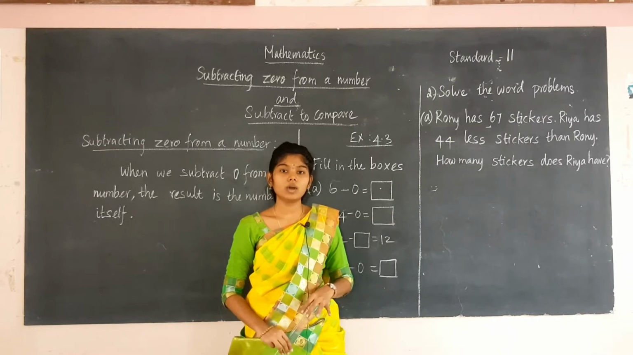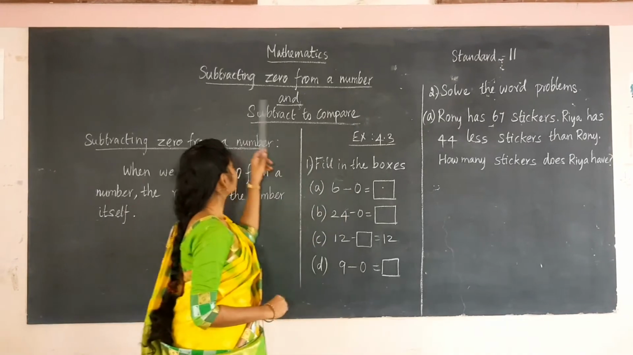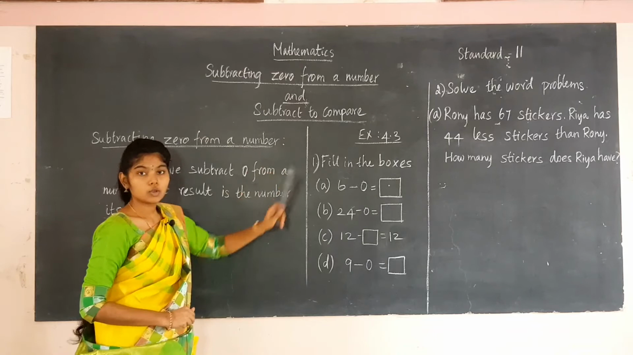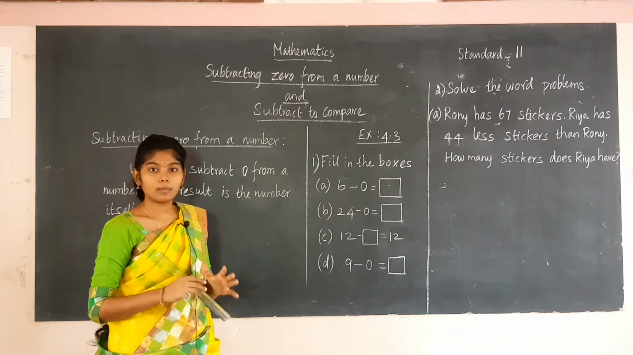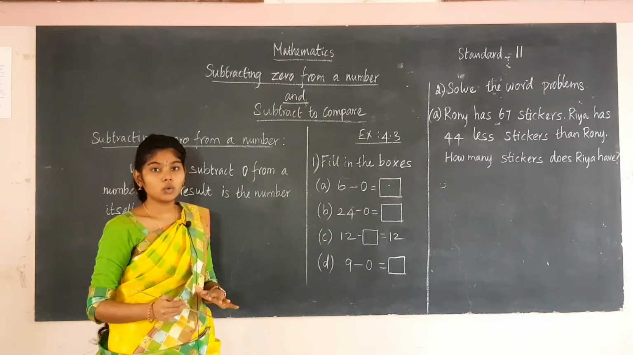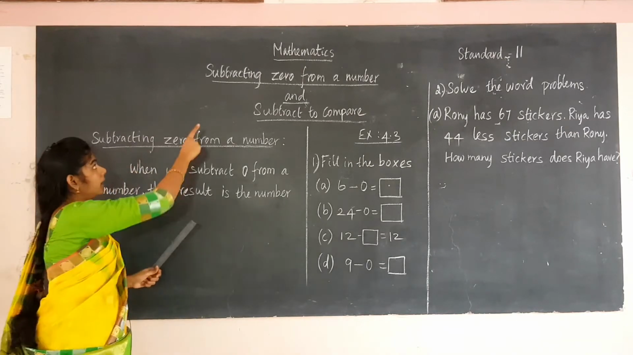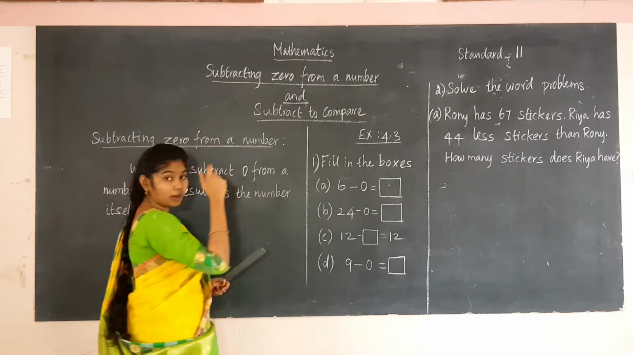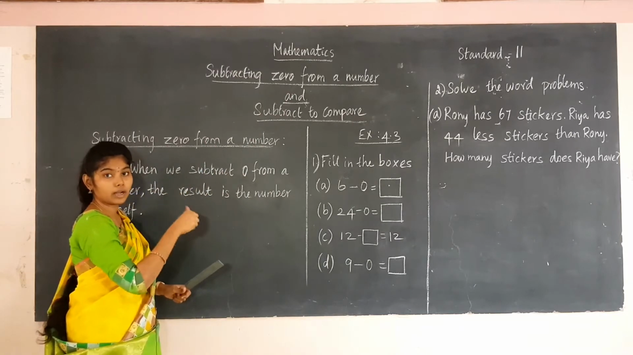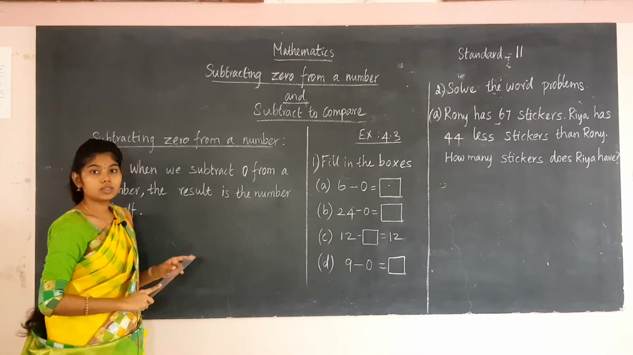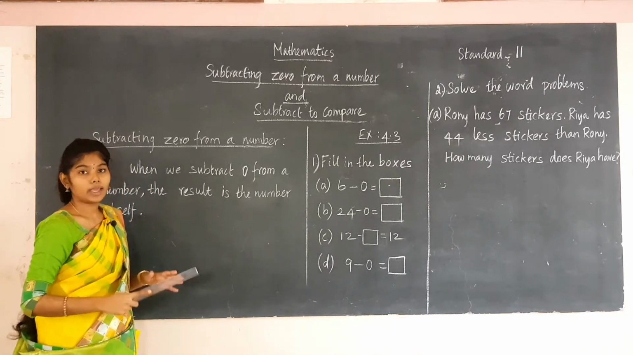Students, today we are going to see subtracting 0 from a number and subtract to compare. In the last class we have seen how to subtract numbers with regrouping and without regrouping. Here we are going to see how to subtract 0 from a number, and then subtract to compare. These two things we are going to see here, and then we shall try to exercise problems.